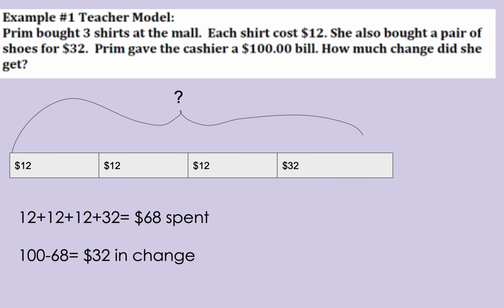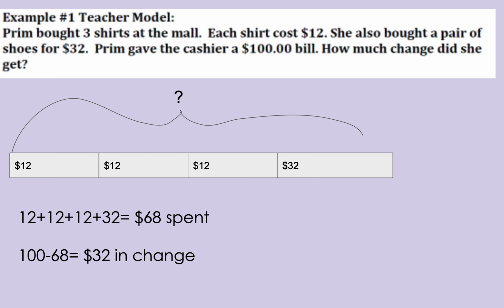So to determine how much change she should get, we first need to know how much she spent. So I added these values together to see what Prim's total is. Prim's total is $68 spent. All I did was add 12 plus 12 plus 12 plus 32, and that equaled $68. But I'm not done. She gave the cashier $100. So how much change is she getting back from the cashier?